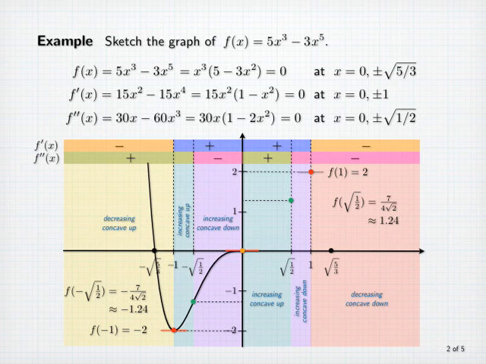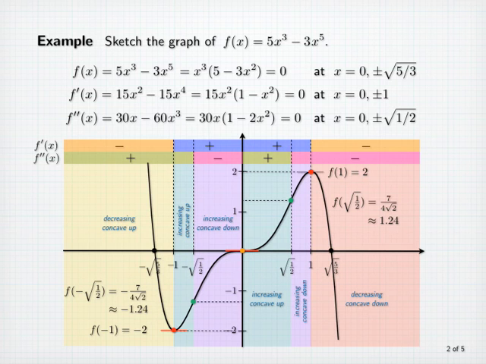The function is increasing and the graph is concave down until we get to the point 0, 0, where the tangent line is horizontal. When x is greater than 0 but less than the square root of a half, the function is increasing and the graph is concave up. The function continues to increase while the graph is concave down between square root of a half and 1. And then when x is greater than 1, the function is always decreasing and always concave down. So here's the graph of our function.